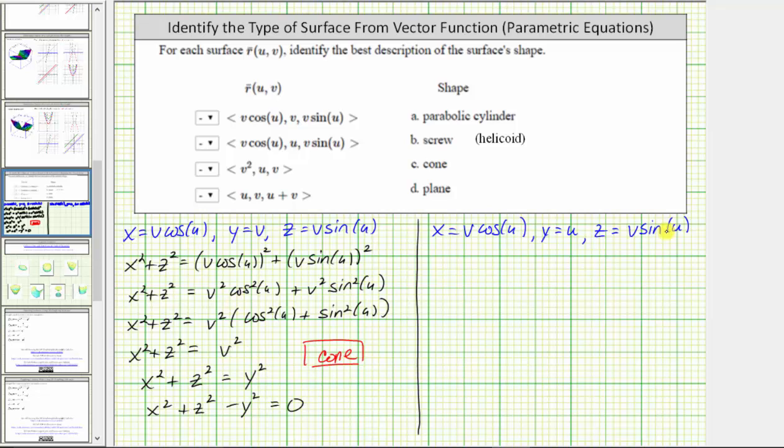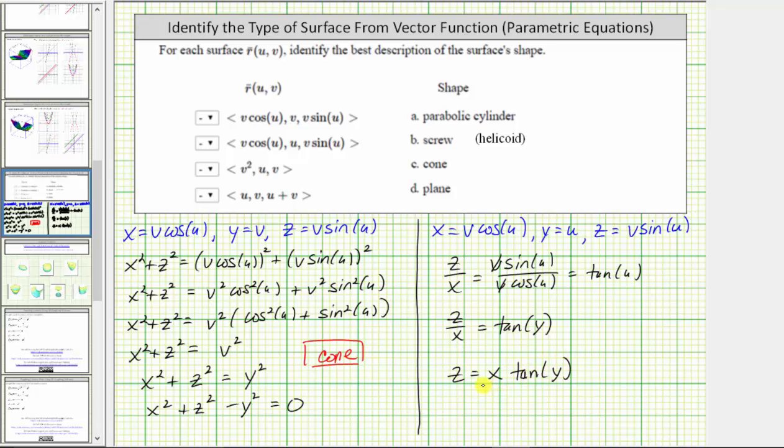Let's use the fact that we know that sine theta divided by cosine theta is equal to tangent theta, and therefore z divided by x is equal to v sine u divided by v cosine u. V divided by v is equal to 1, and sine u divided by cosine u is equal to tangent u. And because y is equal to u, we can write this as z divided by x equals tangent y. And now we have the equation using Cartesian coordinates. Or if we multiply both sides by x, we have z equals x times tangent y.